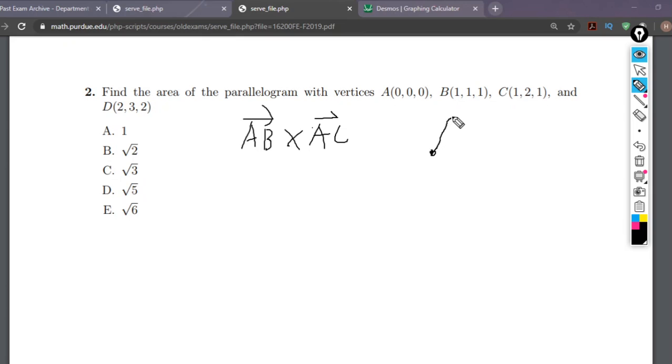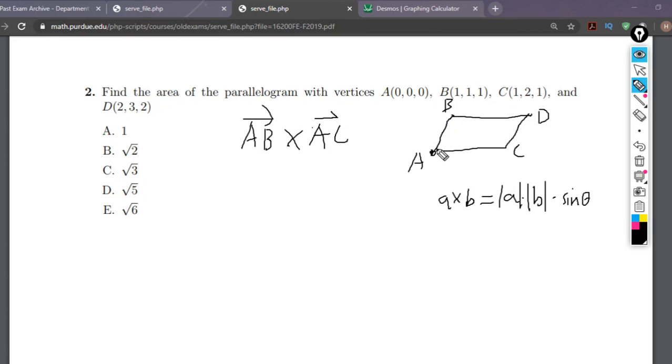Let's draw a parallelogram and we can see. Give it A, B, C, D. When you do the cross product, technically the cross product is the magnitudes of the vectors. So A cross B would be the magnitude of A times the magnitude of B times the sine of the angle in between. So if I cross AB and AC as the two vectors, then I would have the magnitude of AB times the magnitude of AC times the sine of the angle in between.